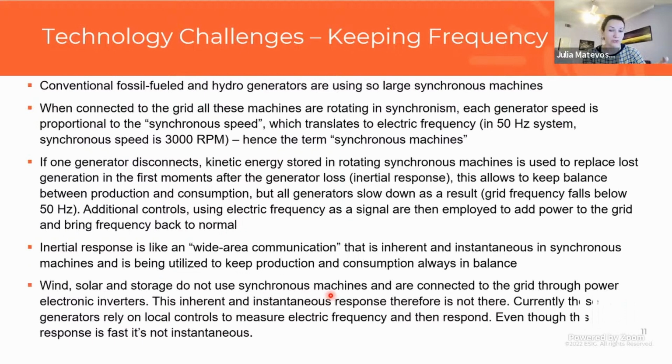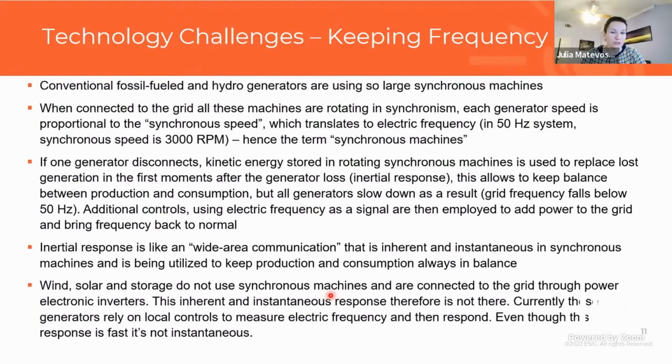Then there are additional controls that use this electric frequency as a signal, and they add power to the grid to bring frequency back to normal. Basically, they sense that frequency in the grid is falling, and they say, I need to produce more power. Then they use more prime fuel, say, gas, or for hydro, water, and inject more fuel into the turbine and produce more power if they have headroom to increase power production. With that power, the lost generator is replaced, this stored kinetic energy can be recovered, and frequency can go back to 50 hertz. So it then all goes back to normal.